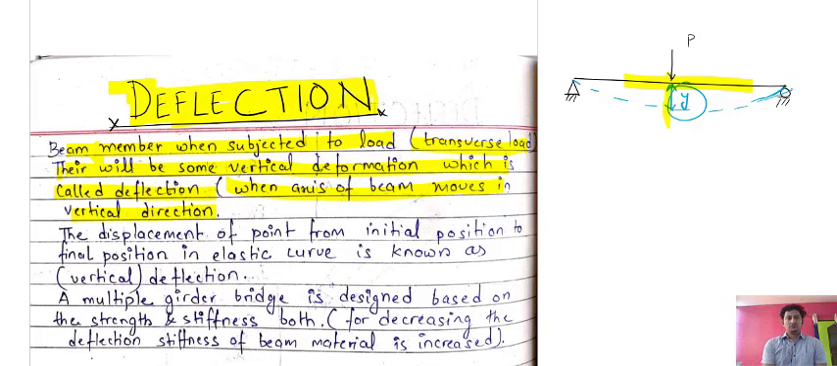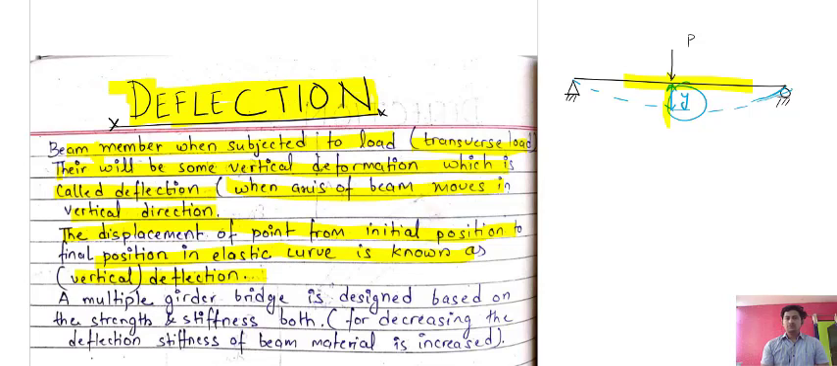You can also term it as the displacement of a point from its initial position to the final position in the elastic curve, which is known as the vertical deflection.